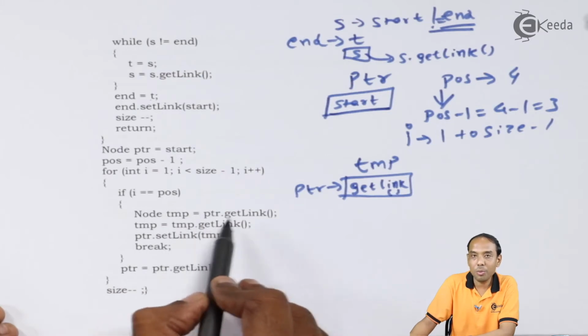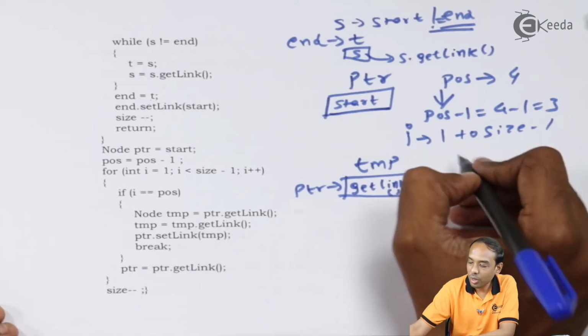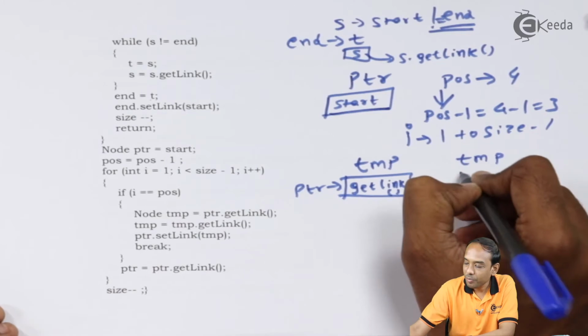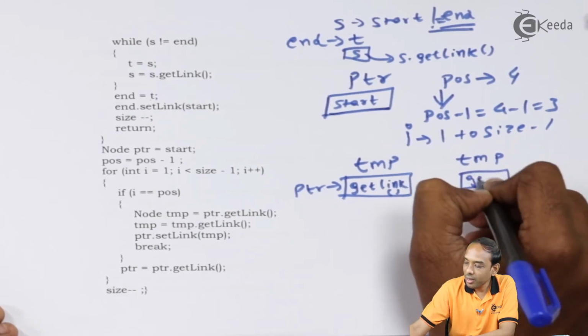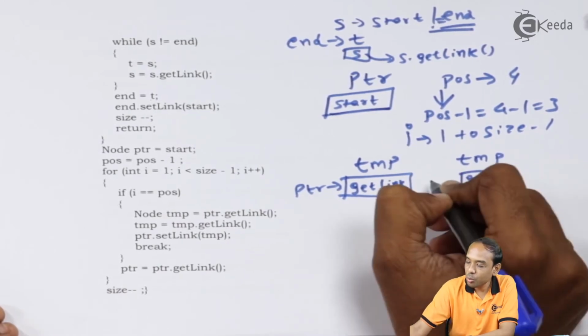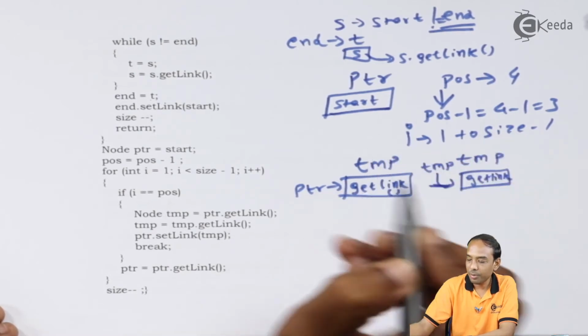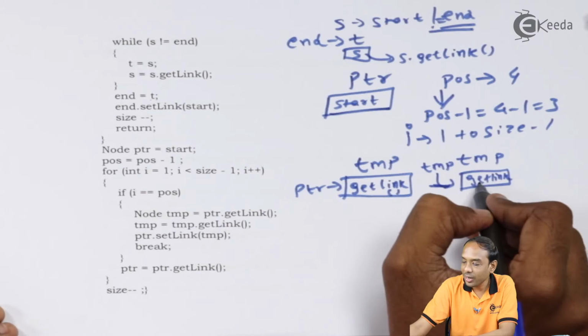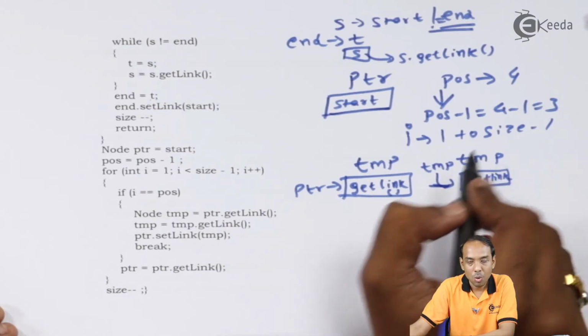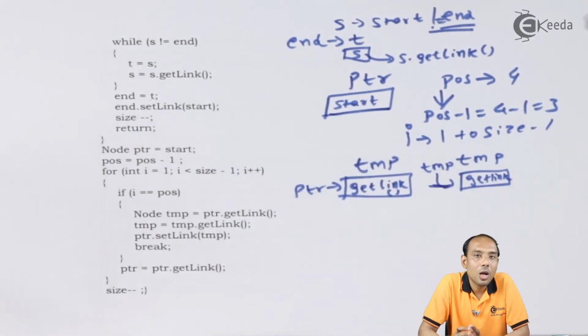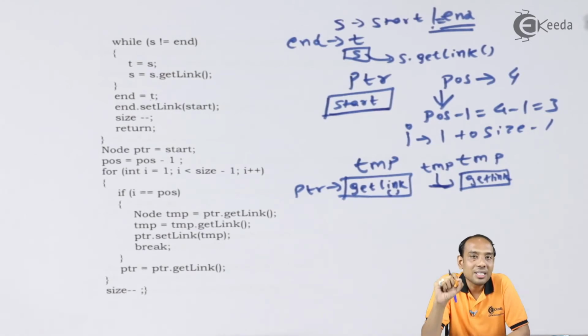Then TMP will start to get the value. Then I'm writing TMP get link, but of which one? TMP. So I'm writing the variable TMP. So TMP dot get link will be transferred to TMP. Once that is set, the next job is to make sure the PTR is having the value pointing to TMP. So I'm writing PTR dot set link round brackets TMP.